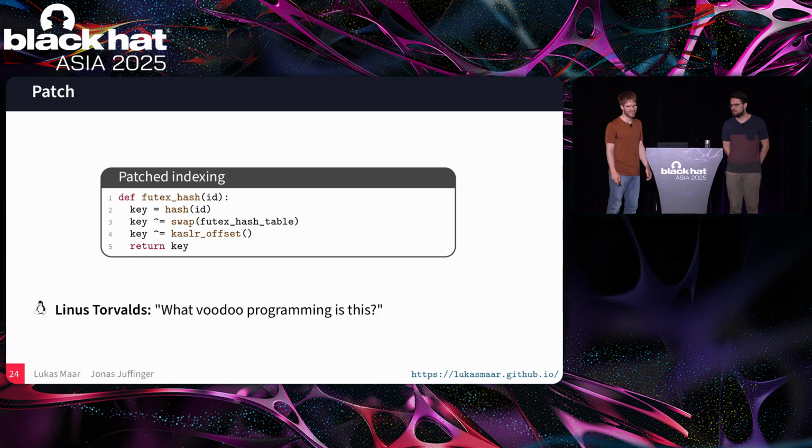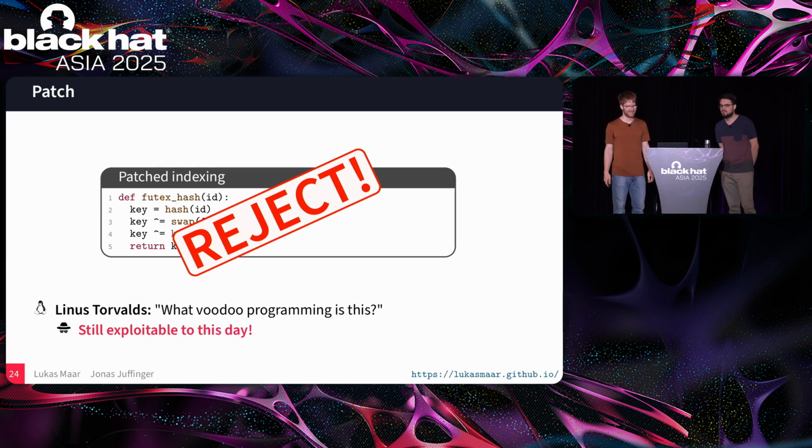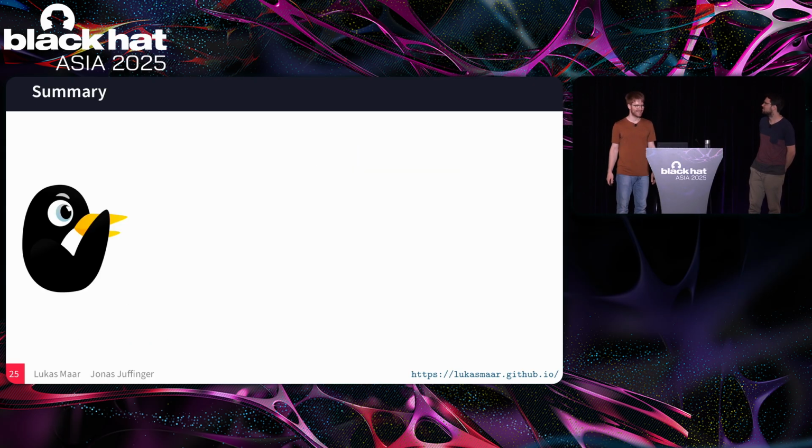Linus Torvalds thought differently. He was like, what voodoo programming is this? And rejected the patch. And this basically means that this is still exploitable to this day, and currently it does not look like this will be fixed in the upstream kernel. And with this bad news, let's jump to the summary and some takeaways.